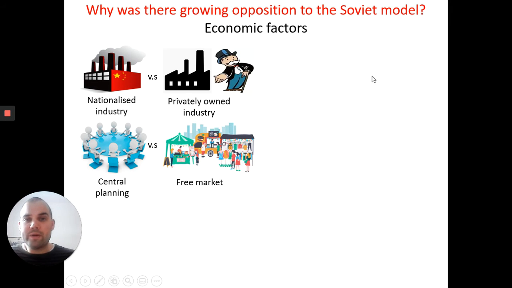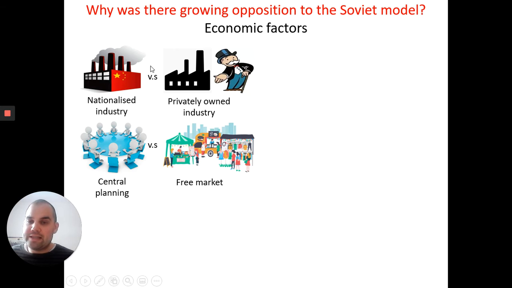Now, there were also economic reasons why the Soviet model in Czechoslovakia was becoming under pressure and becoming very unpopular. Okay, now, just a quick recap. We looked at the start of the course about some of the differences between a communist and capitalist economy. Okay, now we saw at the start of the course that in a communist society, the economy has industry largely nationalized by the government. Okay, so most of industry and businesses are owned by the government, whereas in a capitalist system, most industries and businesses are privately owned.